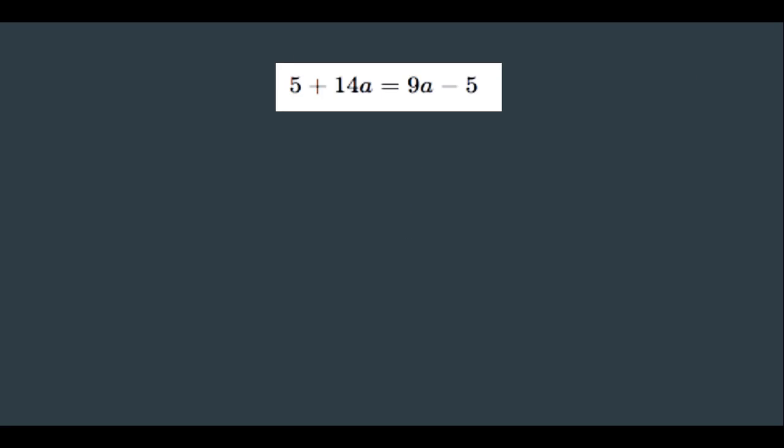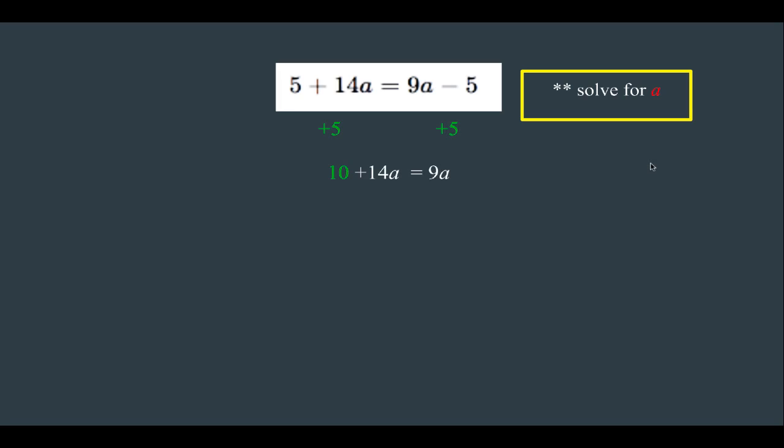In this next example, we are given the equation 5 + 14a = 9a - 5. In this case, we will be solving for a. We want to separate the terms with the variable a on one side of the equation so it is easier to work with. To do this, we add 5 to both sides of the equation, leading to 10 + 14a = 9a. Then we want to subtract 9a from both sides of the equation so all terms with the variable a in it are on one side of the equation.